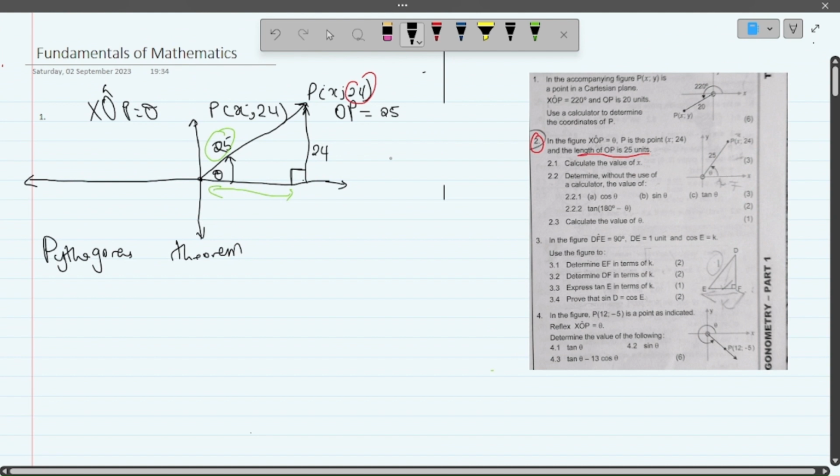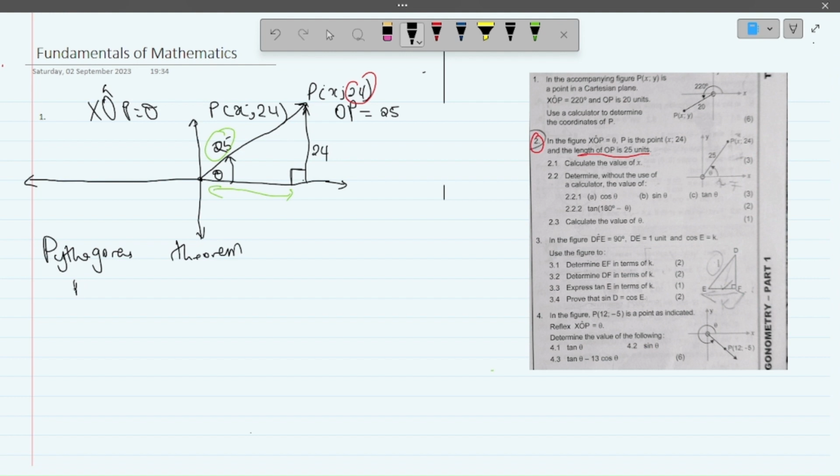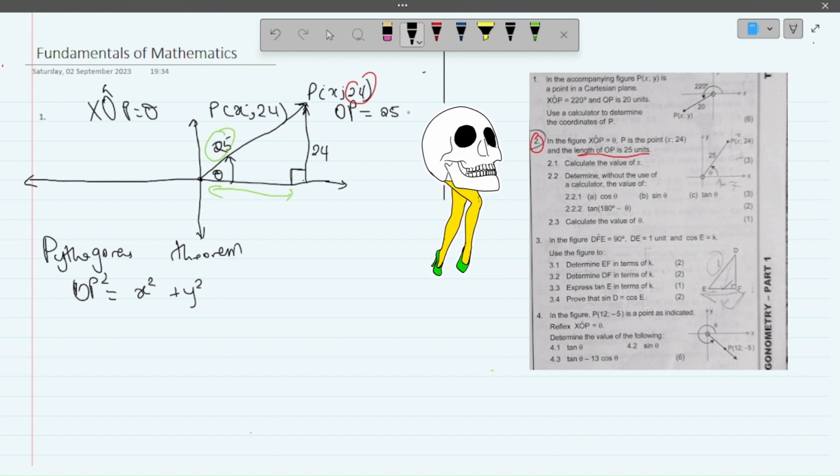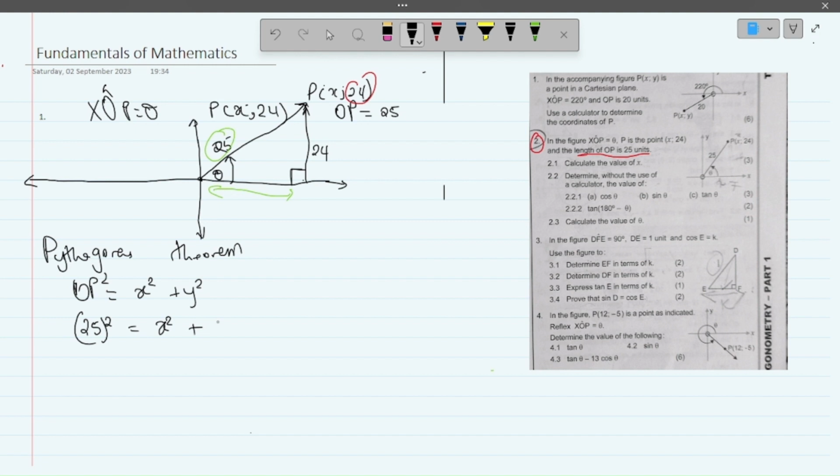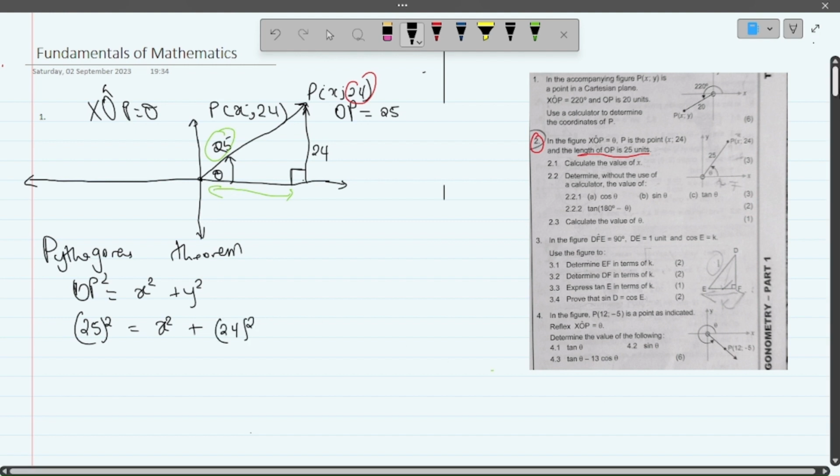So how do you use the Pythagorean theorem? Pythagoras says OP squared is equal to X squared plus Y squared. OP is 25, so 25 squared is equal to X squared plus 24 squared.